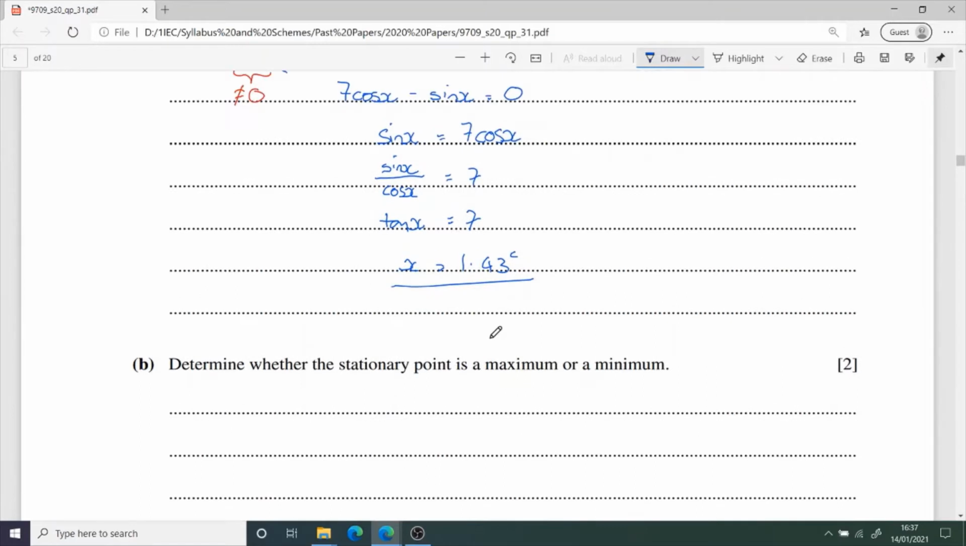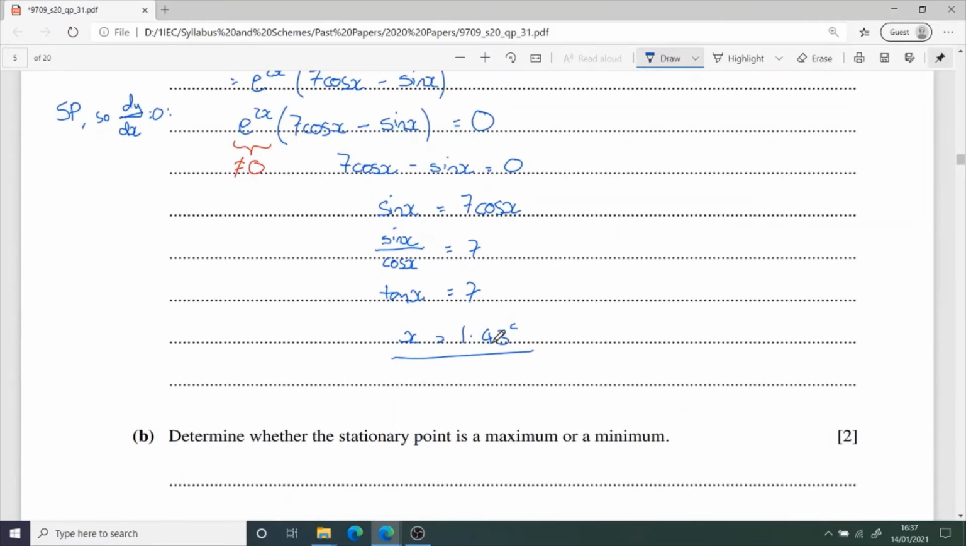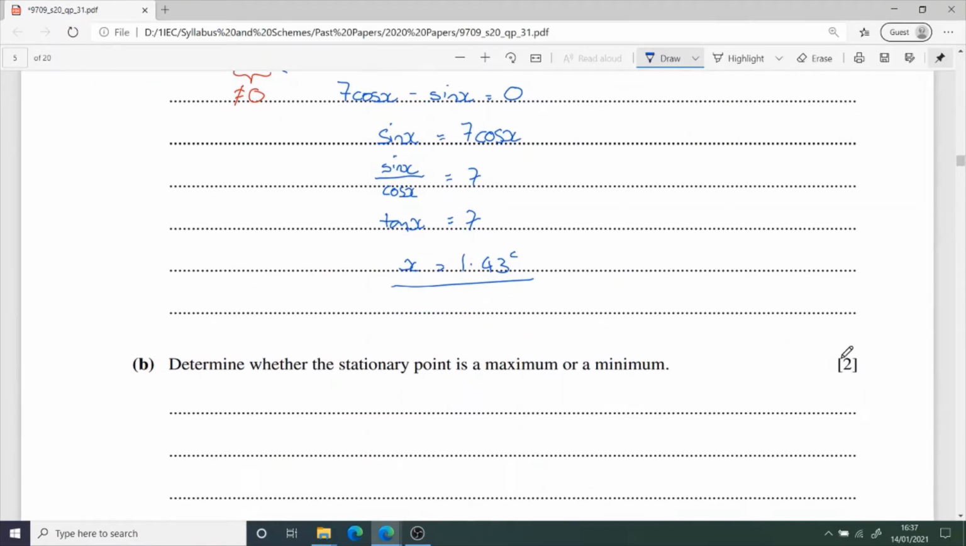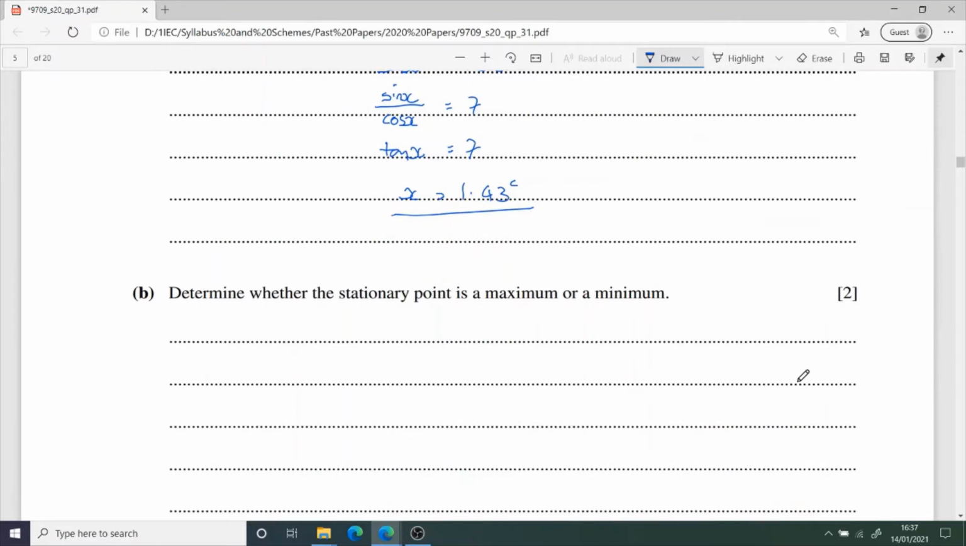In part B of this question, to determine whether the stationary point is a maximum or a minimum, you might be tempted to differentiate again and substitute this value in, which would be absolutely fine, but it's only worth 2 marks, which makes me think that it wants us to do it an easier way. So instead, let's find out what's happening just on the left-hand side of this point and on the right-hand side of this point.